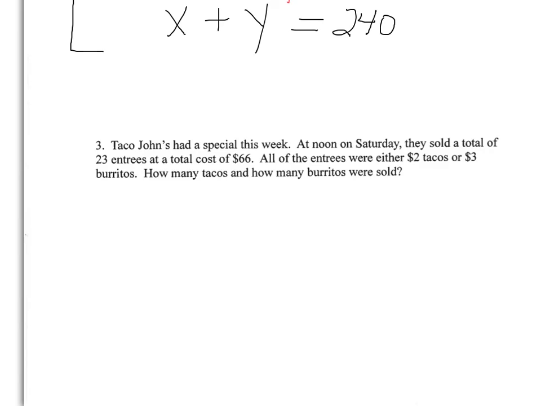Let's take a look at this last word problem and change these English statements into math statements. Taco John's had a special this week. At noon on Saturday, they sold a total of 23 entrees at a total cost of $66. All the entrees were either $2 tacos or $3 burritos. How many tacos and how many burritos were sold? First thing I need to do is define my variables. And in this problem, I don't know how many tacos and how many burritos were sold. I'm going to let X stand for the number of tacos, since that came first. And I'm going to let Y equal the number of burritos, because that came second.